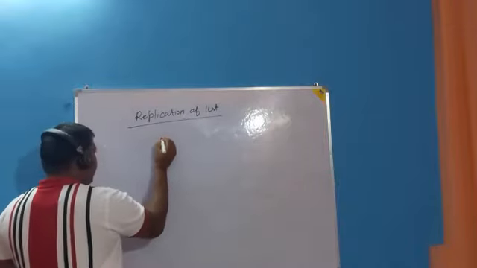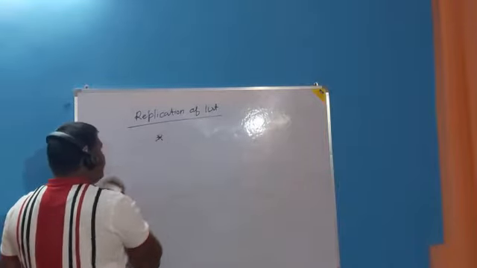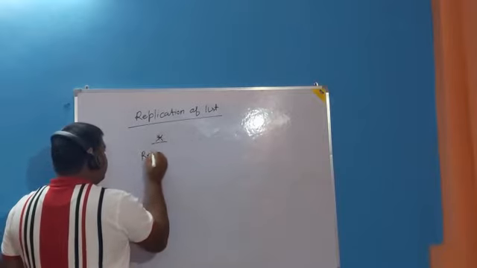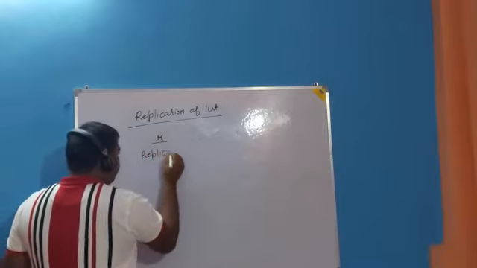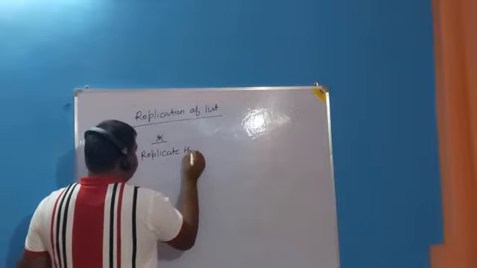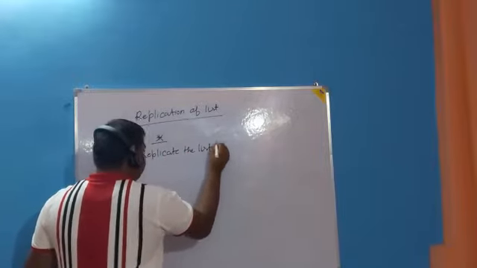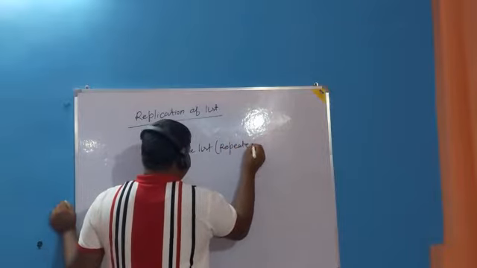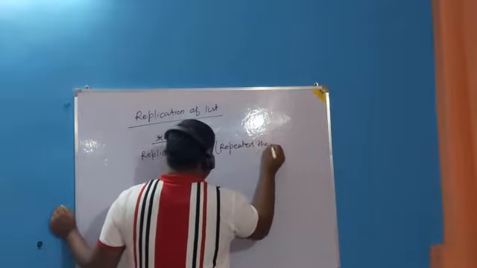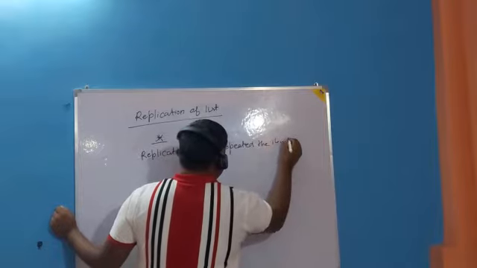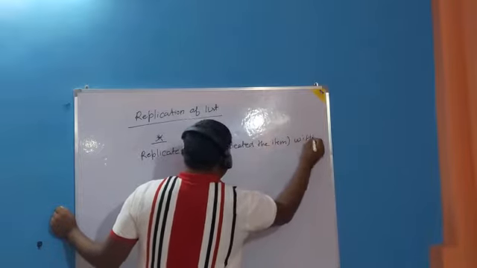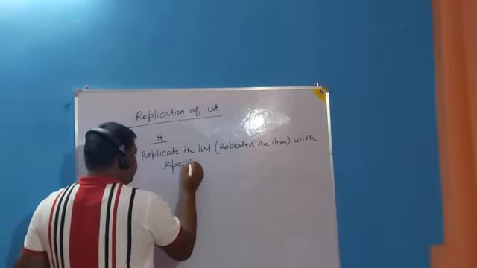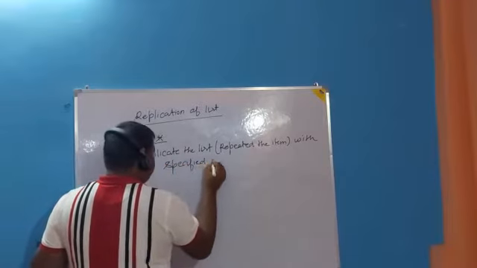For the replication we are using the asterisk sign, and it is used to replicate the list. That means repeating the item with a specified number of times.